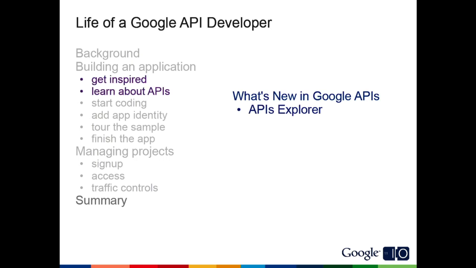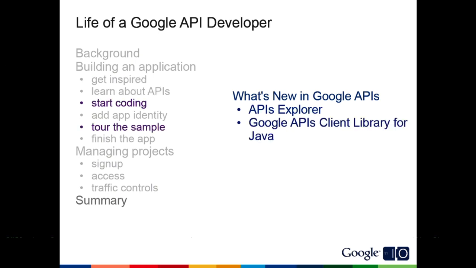Just to wrap up, we have the APIs Explorer. So if you're in that get inspired learning stage, this is a great first step to take. Just go and play. They're all there waiting for you to try them out. If you want to start coding, we've got lots of client libraries. Our developers have told us over and over again that they really like samples. That's how a lot of people get started. And so we are concentrating on our client libraries, which all follow the same patterns, and samples for every API we can get around to writing.